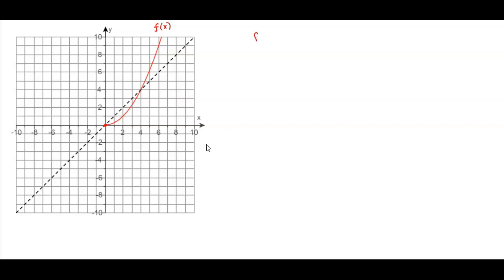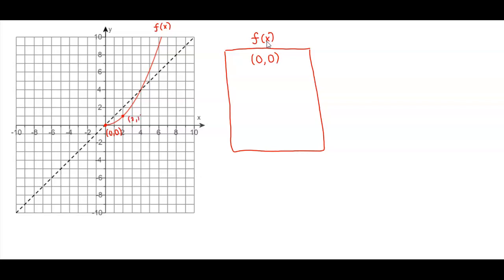Well, okay, we have f of x, so we have an ordered pair 0, 0. Is there another ordered pair we can find on the graph? Well, there's another ordered pair, and that's 2, 1. And then there's another ordered pair located here, which is 4, 4.